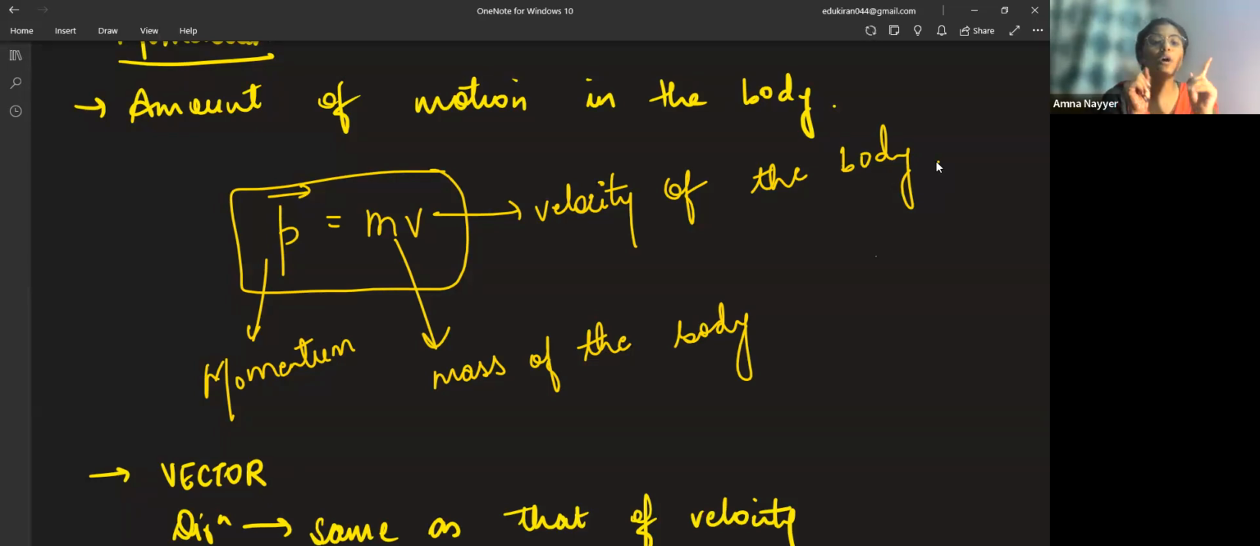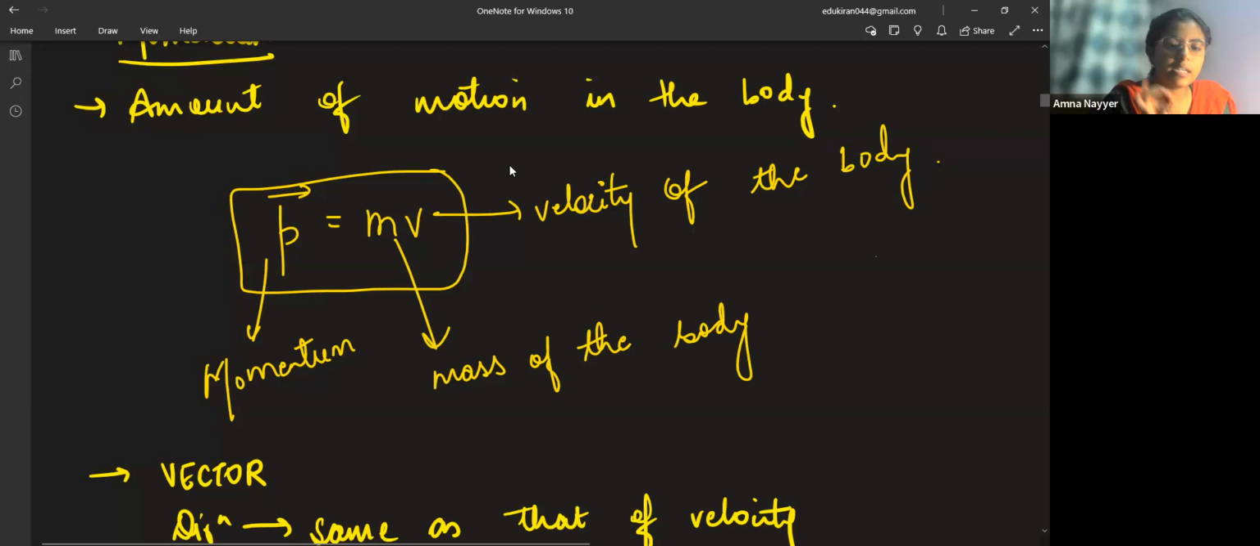If two objects are moving in opposite directions, this one is having 5 meters per second, this one is having 2 meters per second. So net velocity is 3 meters per second, 5 minus 2, along the velocity with higher magnitude. So the direction of momentum will also be towards the right hand side. This is how you solve it.